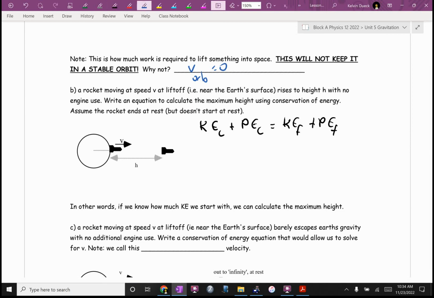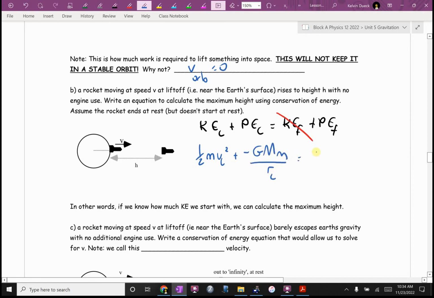If I expand these, it ends at rest, so I can say, ha-ha! The question told me that. But it also specifically said it doesn't start at rest. Here's what I can ask. If I go a half m v initial squared plus negative big G, big M, little m over r initial equals negative big G, big M, little m over r final. Could you use this to figure out the mass of the rocket? Why not?